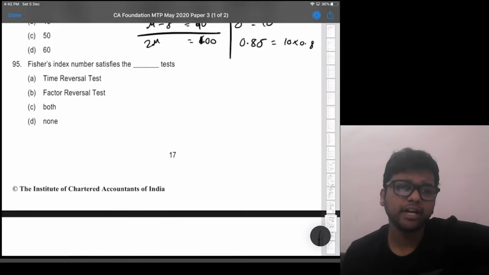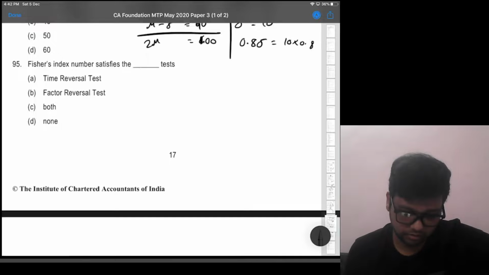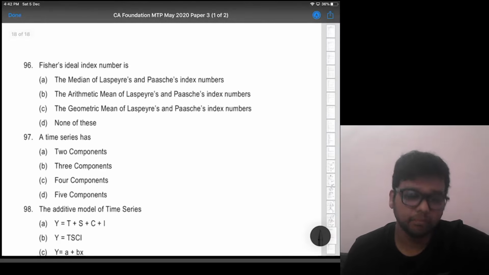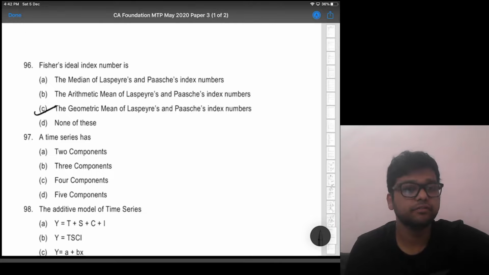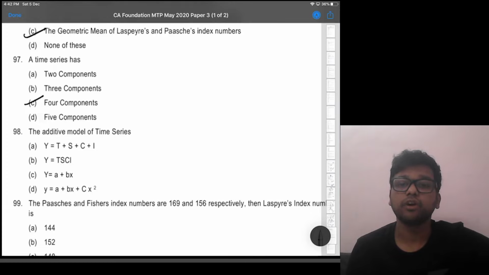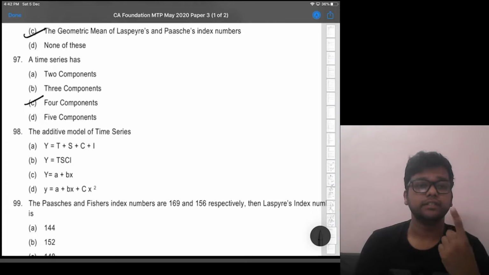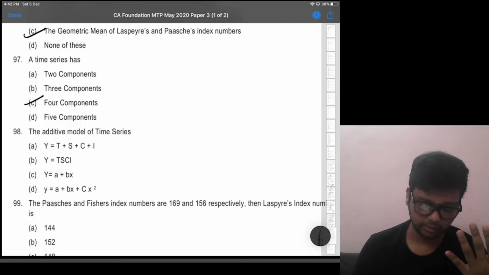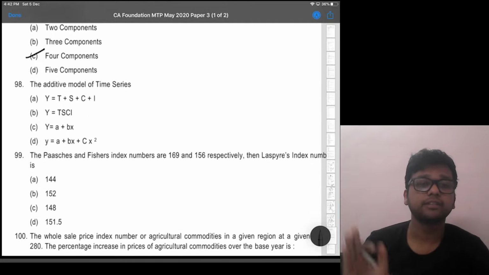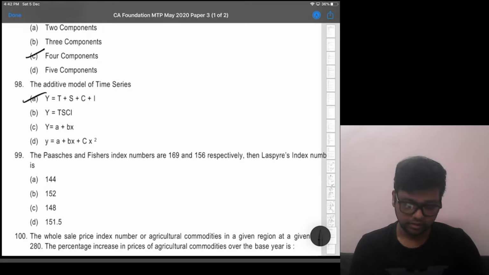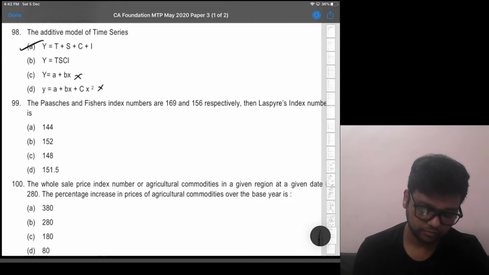Now on index number and time series, if theory questions come, that is the easiest part. Fisher's index number satisfies time reversal, factor reversal, both. Fisher's ideal index number is the GM of Laspeyres and Paasche's. You know that. Time series has 4 components. We know that. What 4 components are there of time series? Seasonal component, cyclical component, long-term trend component, and irregular component. And the additive model is the sum of these 4 components, which is y is equal to t plus s plus c plus i. C and D options make no sense.